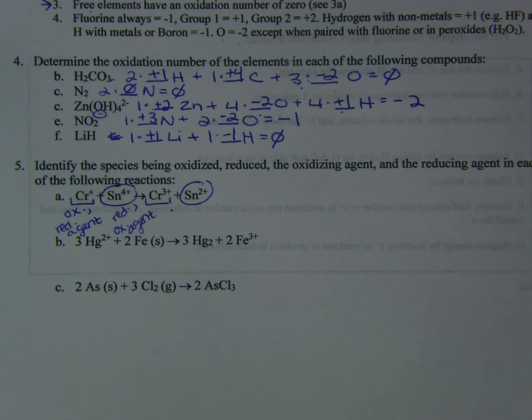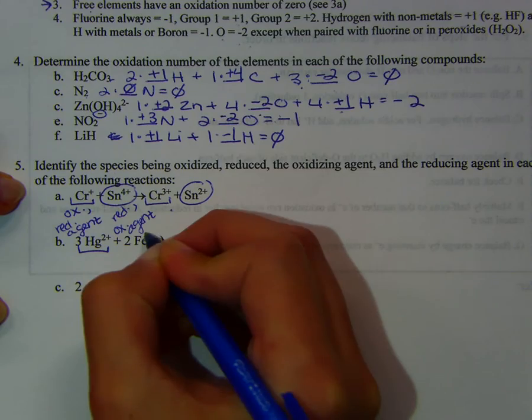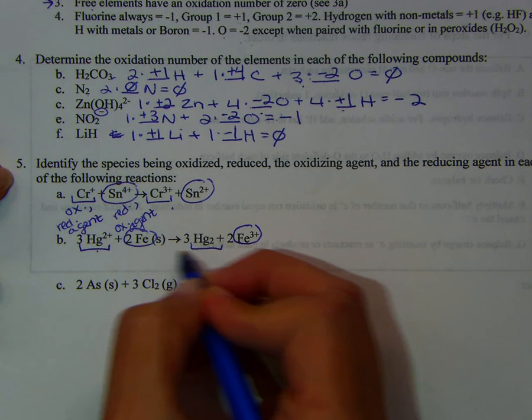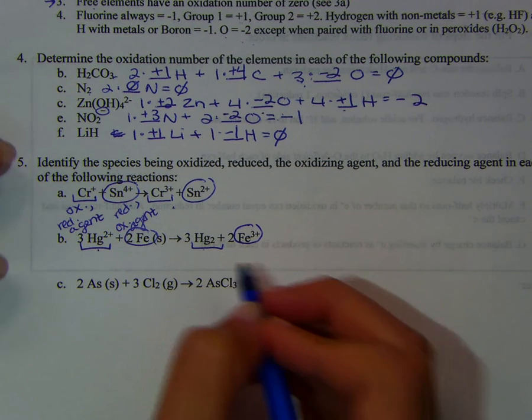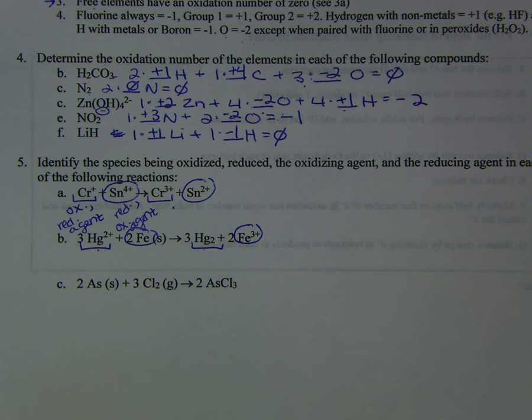All right, happy with that? Great. Let's move on to this one. I've got mercury, I've got iron. All right, when I go from mercury 2+ to mercury in a compound, that mercury is going to equal 0, like we've said above with N2 and O2.